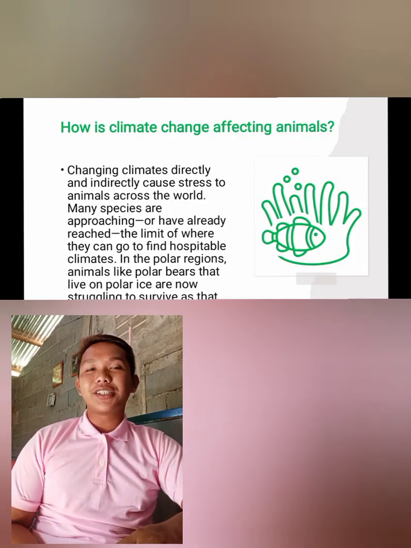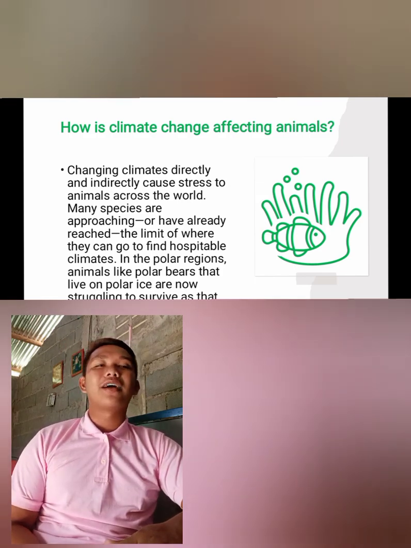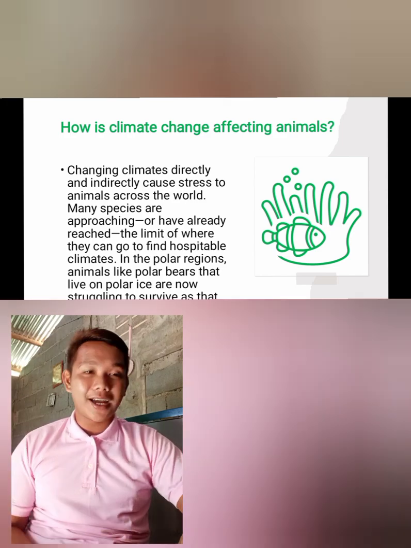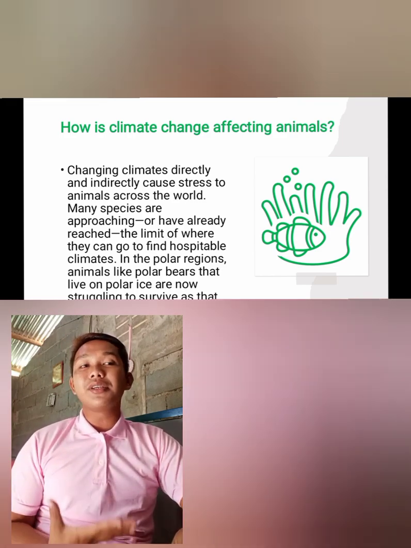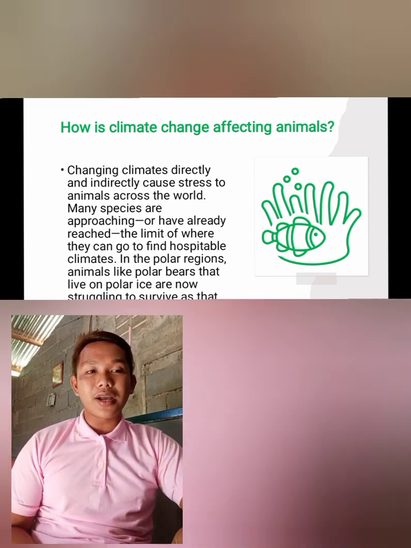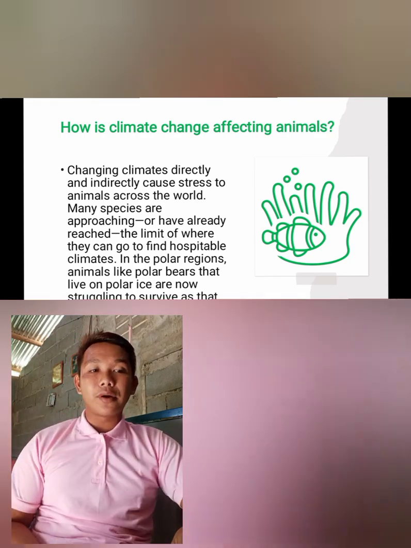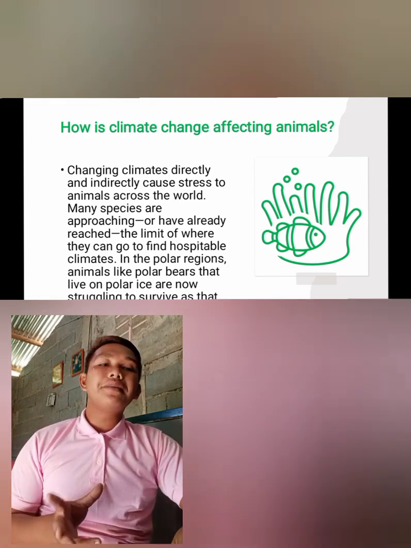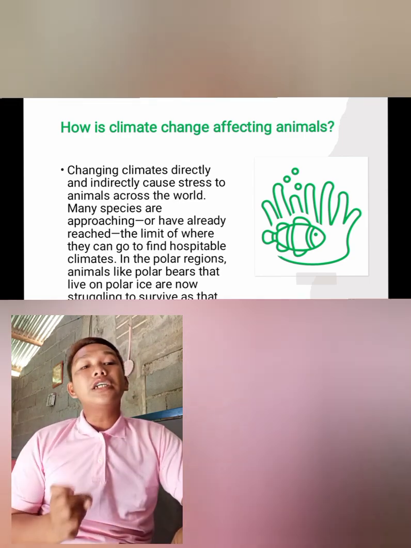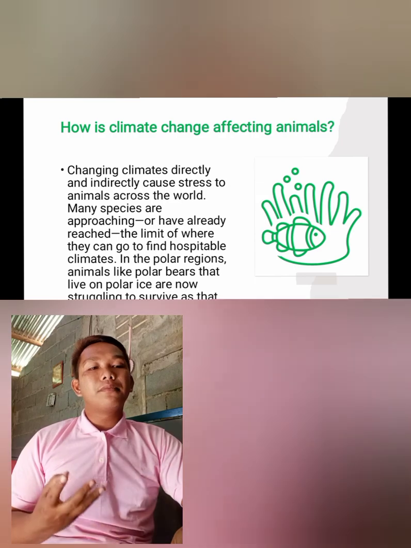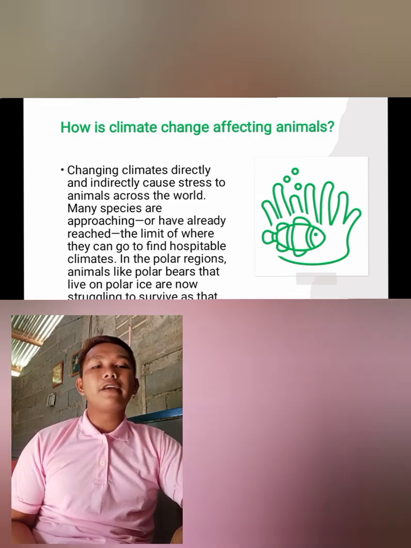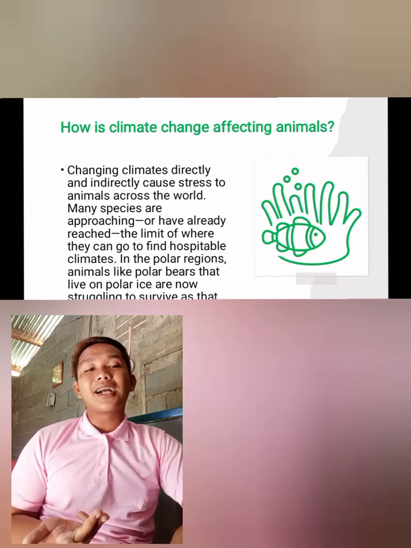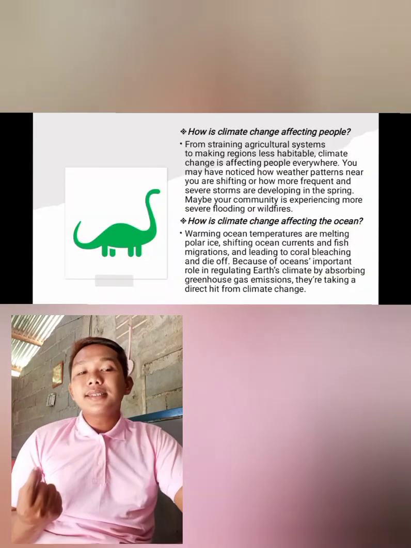How does climate change affect animals? Changing climates directly and indirectly cause stress to animals across the world. Many species are approaching or have already reached the limit of where they can go to find hospitable climates. In the polar regions, animals like polar bears that live on the polar ice are now struggling to survive as the ice melts.